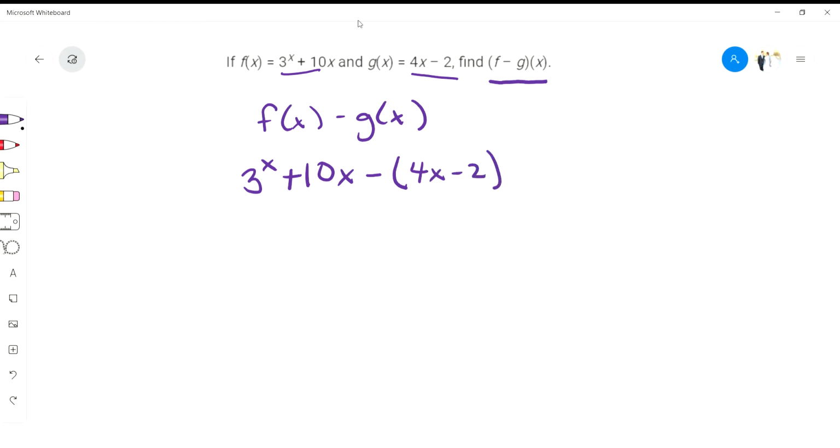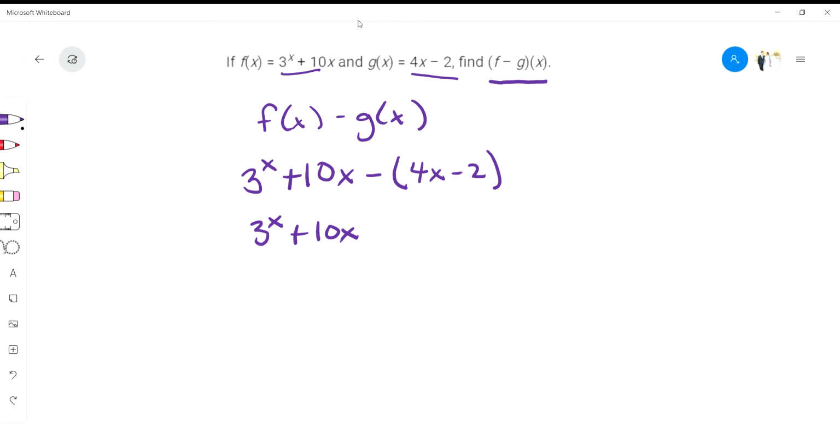Now the reason why we need the parentheses with the minus is really what we're going to do is we're going to change this to a plus and change the signs of what is inside, our g(x). Okay, so the first function is not going to change. Our f(x) is going to stay exactly the same. But what will change is this side.